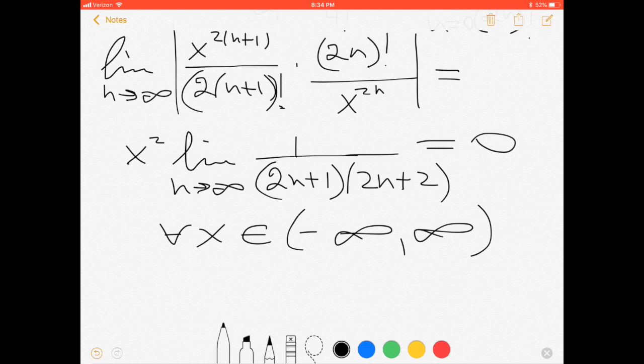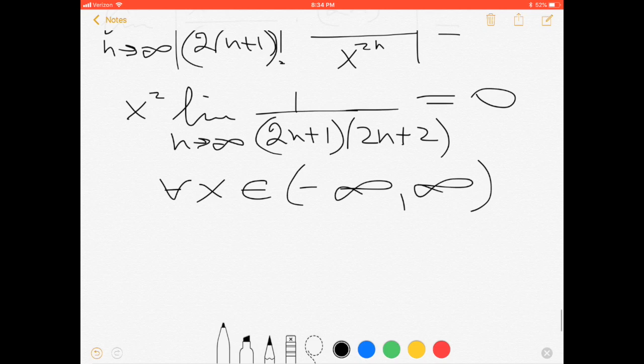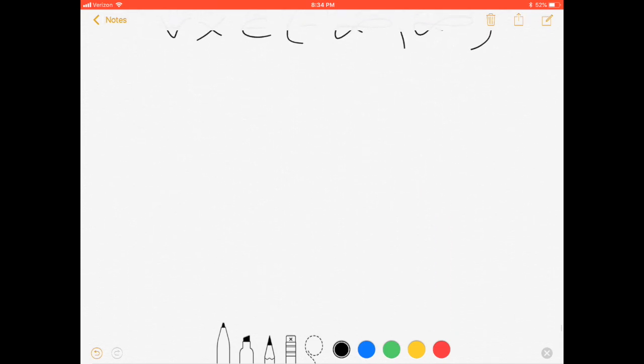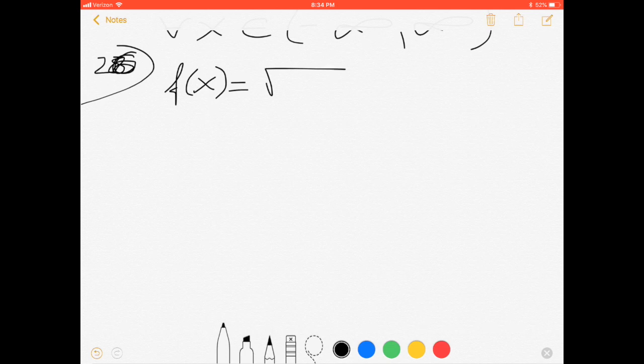And now solving, for example, number 26, oops, 26, not 28. Here we need to use a binomial series for writing the function f of x is the square root of 1 plus x squared. Okay.